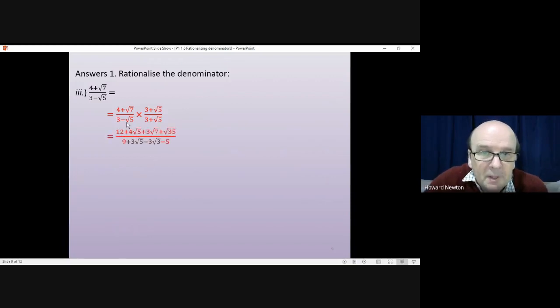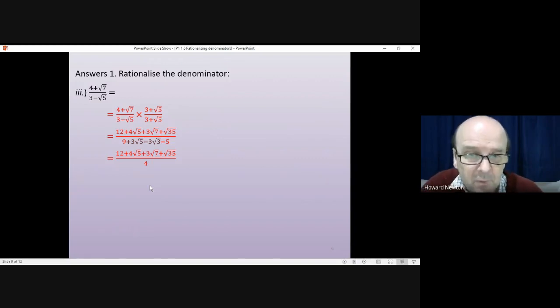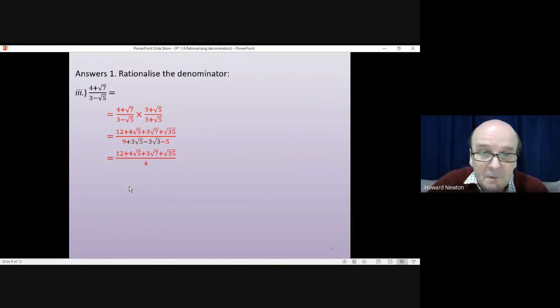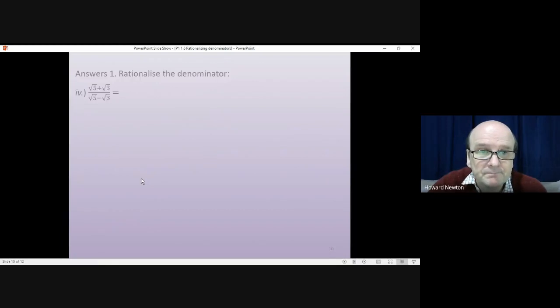Now, on the top, we'll get 4 times 3 is 12. 4 times root 5 is that. 3 times root 7 is that. Root 5 times root 7, you just do 5 7s are 35 and keep it in the square root. On the bottom, 3 3s are 9. You get a plus 3 root 5 and a minus 3 root 5. That's a mistake there. That should say plus 3 root 5, minus 3 root 5. And then you'll get a minus 5 when you multiply the two roots together. These cancel. That leaves you with 9 minus 5 on the bottom, which is 4. Looking at the top, you might hope that you can tidy it up, but I'm afraid you can't. It is just a bit of a mess.